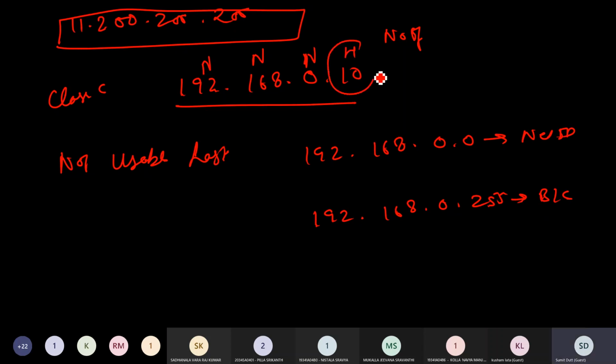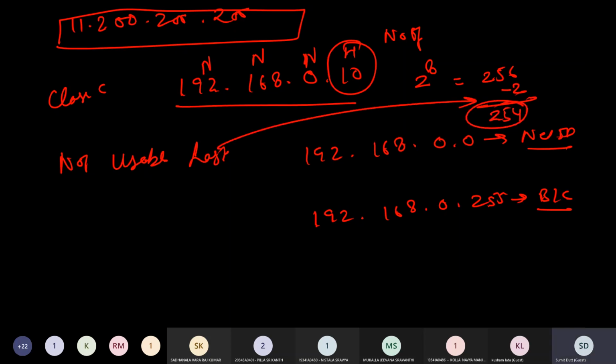So here how many hosts can be possible? 2 to the power 8, which means 256. And how many IP addresses have we consumed in network ID and broadcast ID? 2. So 256 minus 2, 254 will be my number of usable hosts. Am I clear? Am I clear, guys? So can you tell me the number of usable hosts for class B? Number of usable hosts for class B.